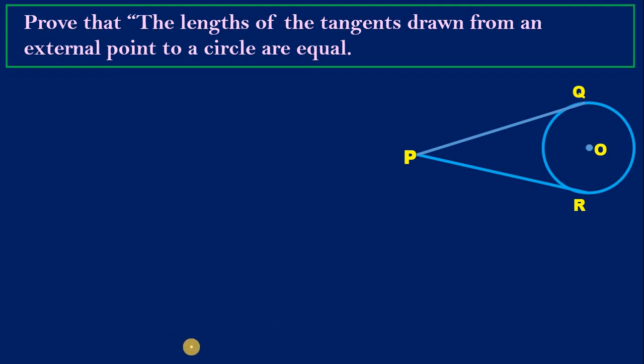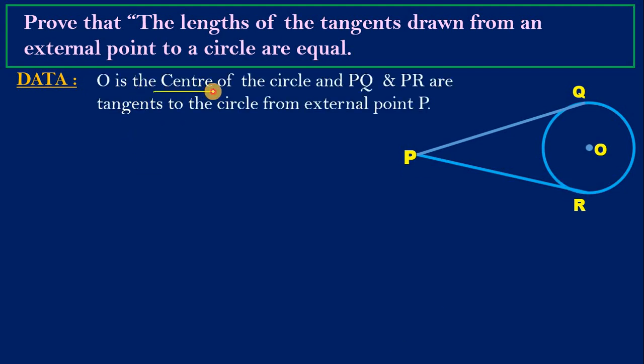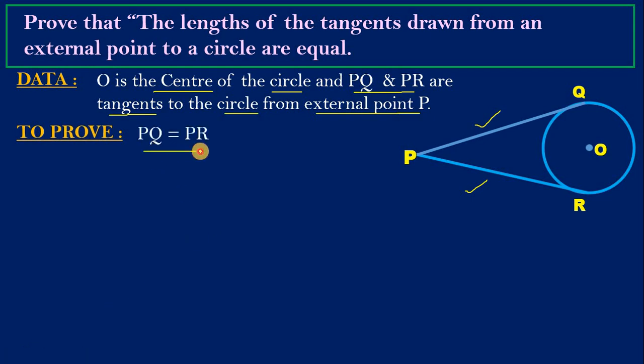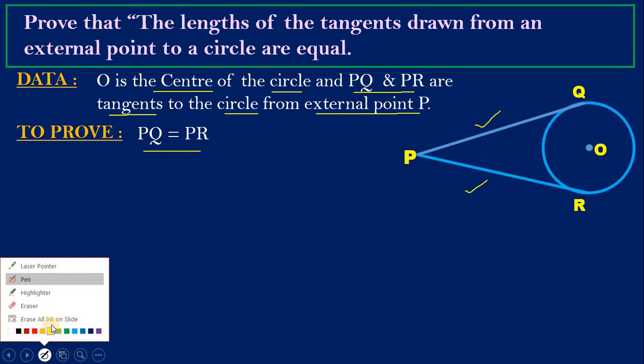So first let us move on to the very first step, that is the data. What are all the things I said here? You write that O is the center of the circle. PQ and PR are tangents to the circle from an external point P. These are the given things. What we wanted to prove is the length of PQ is equal to PR. Move on to the next step to prove PQ is equal to PR.